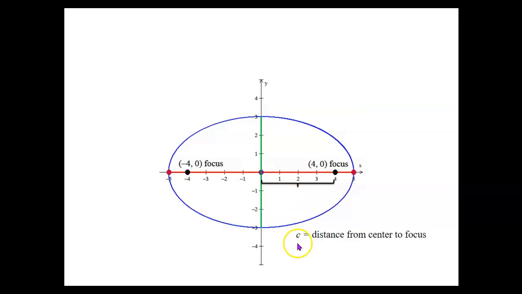And then we're going to be using the letter C to stand for the distance from the center to the focus, to either focus of the ellipse. So A is from the center to a vertex, B is from the center to a covertex, and C is from the center to either one of the foci.